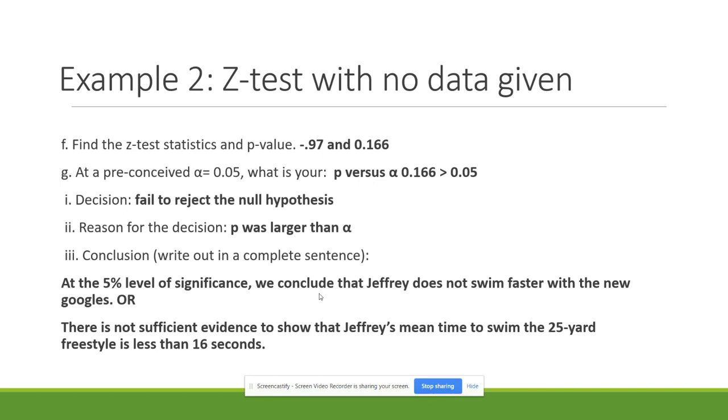And because it's greater, I fail to reject my null, which means I'm going to keep my null. My null is the one that is true. And the reason for that is because my p-value was larger than my level of significance. So what does that mean? So let's go back to our hypothesis.